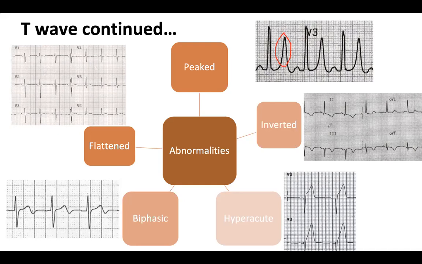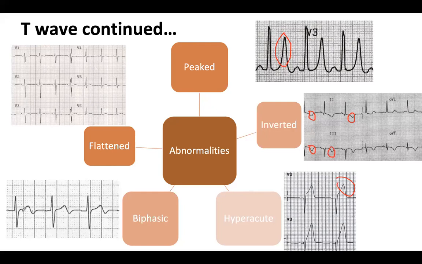And then inverted T waves. Inverted T waves can be normal in children, and they are pathological if a patient has chest pain, and it could indicate myocardial ischemia. It can also be present in bundle branch blocks, or interestingly with subarachnoid hemorrhage or raised intracranial pressure. So your inverted T wave. And then hyperacute T waves. It can be a feature of an early ST elevation MI.